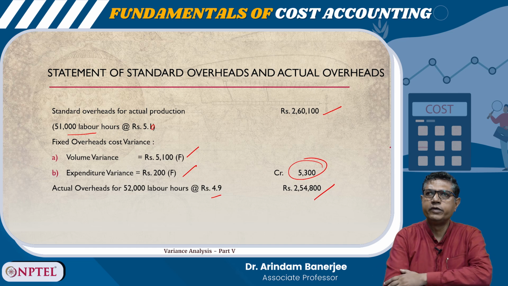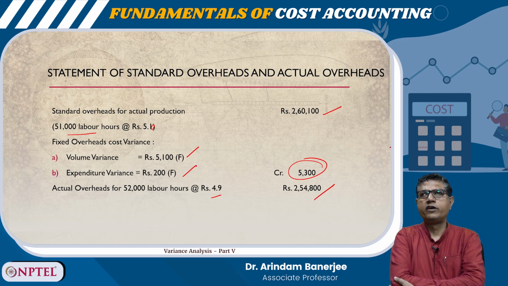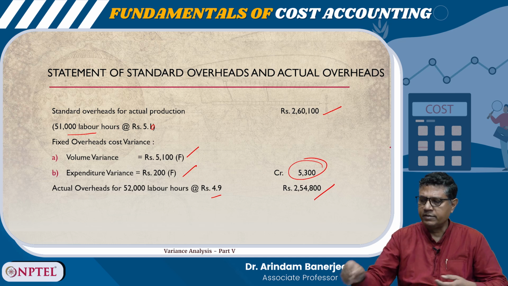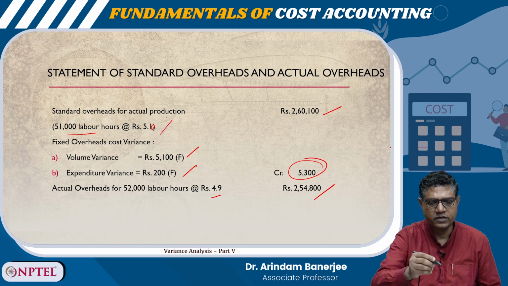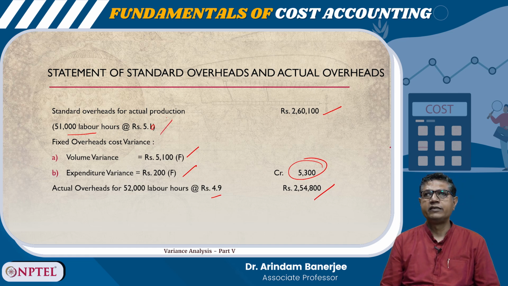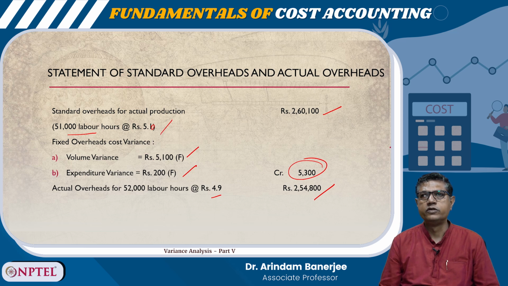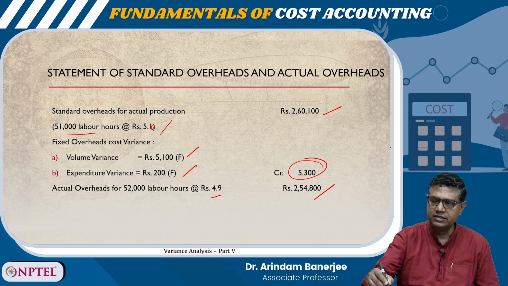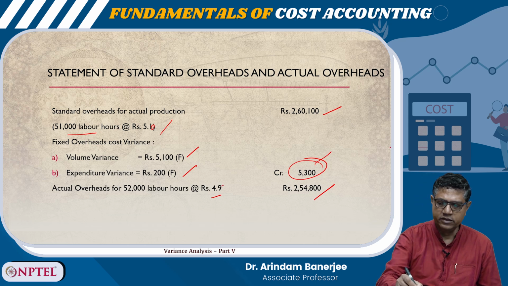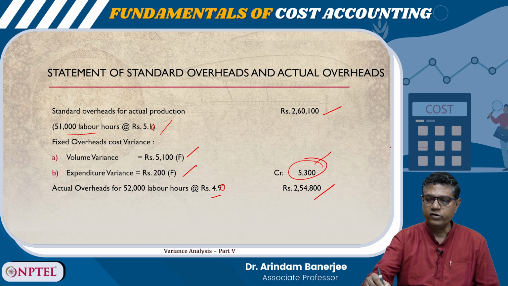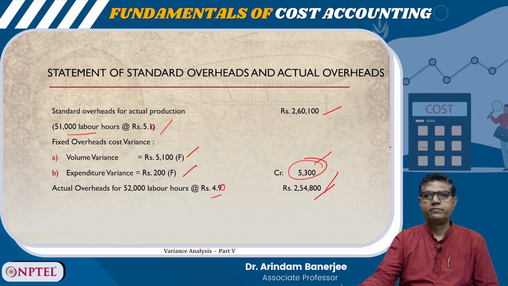So, we can show the standard overheads for actual production as 2,60,100. It comes from 51,000 labor hours at rupees 5.10, right? And fixed overhead cost variance: the volume variance is 5,100 favorable, expenditure variance 200 favorable. So, total is 5,300, and actual overheads for 52,000 labor hours at the rate of 4.90 is 2,54,800. Okay. Thank you.